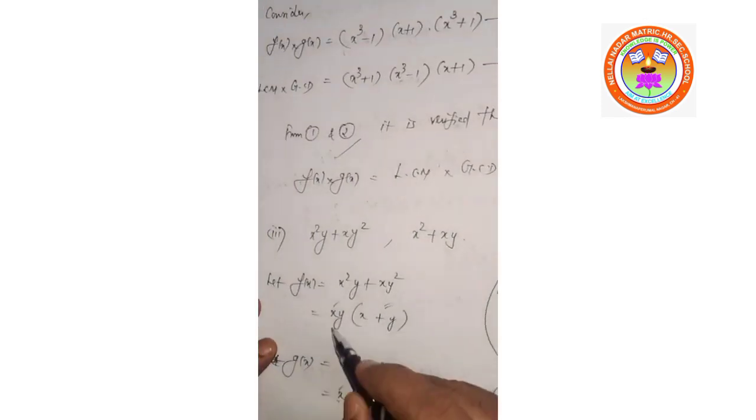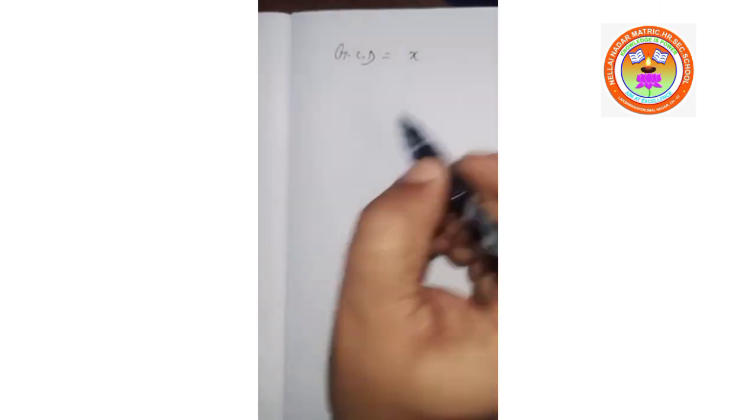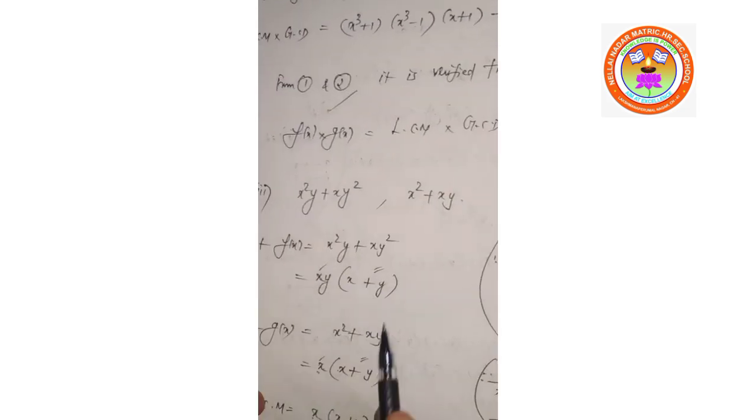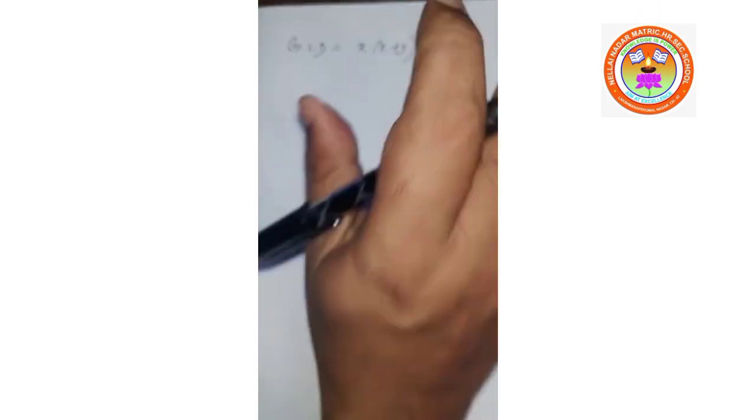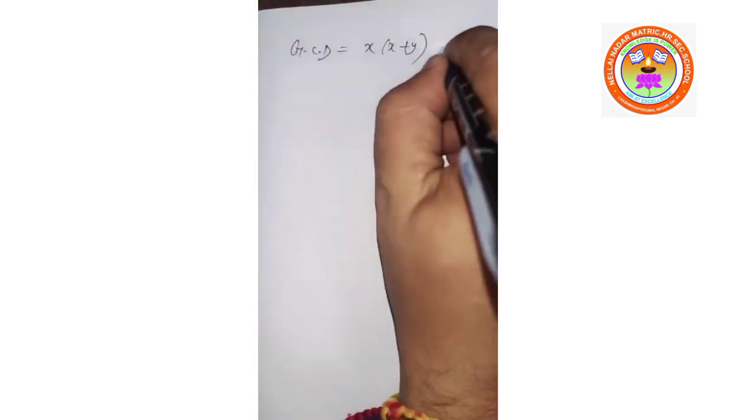Now GCD. GCD, already I told you, you just write only the common factors. Here we have x, here also x, so x is common. Not only that, x plus y, here also x plus y, so x and x plus y. This is GCD. So this is one answer, this is one answer.